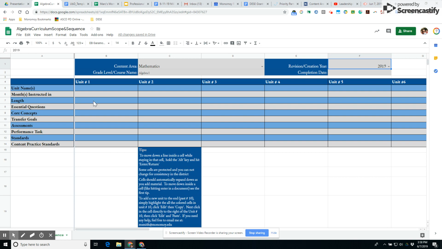The length is the number of class periods. So is it going to take you 5 class periods, 15 class periods, 22 class periods? How many times are you going to have to meet with the kids in order to accomplish this unit once you've organized what it is?